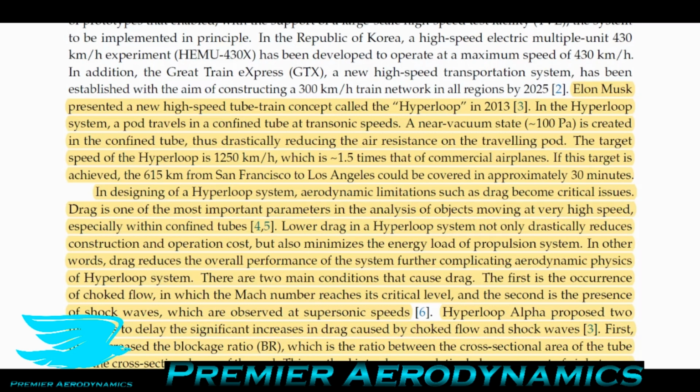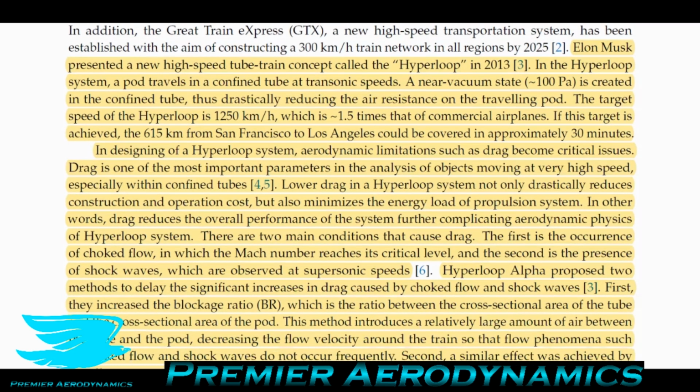The target speed of the Hyperloop is 1,250 kilometers per hour, which is 1.5 times that of commercial airplanes. If this target is achieved, the 650 kilometer trip from San Francisco to LA could be covered in approximately 30 minutes.